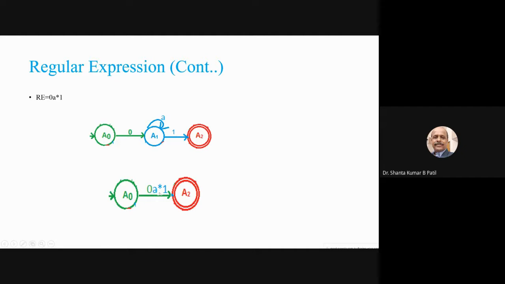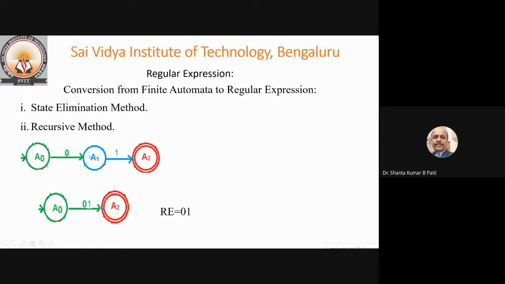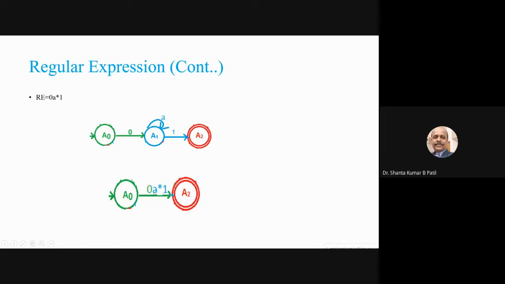So the regular expression for this finite automata, after eliminating this state, is 0, then the loop on the eliminating state, that is 0 star, then afterwards 1. I hope you will make out the difference here. If there is no loop, the regular expression is 01. If the loop is there, the regular expression is 0 star. If 1 is there, again 0 1 star 1. Okay, so this is simple.